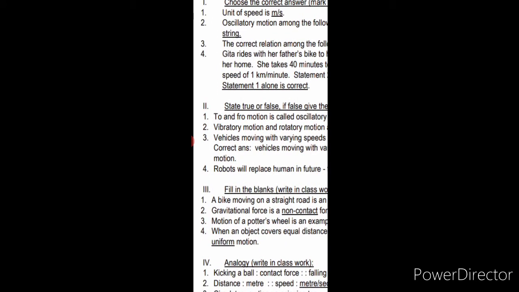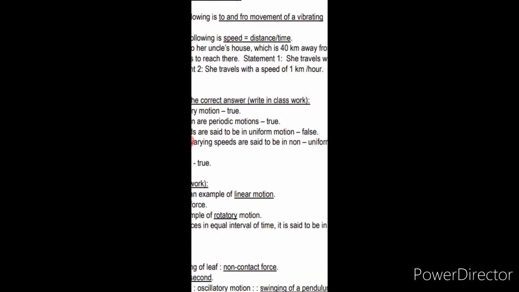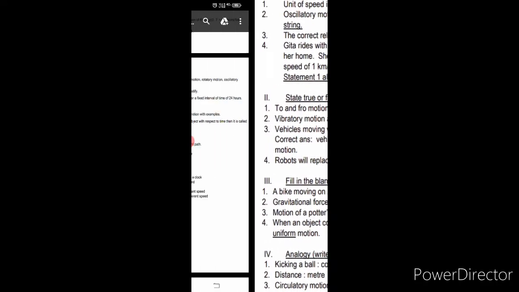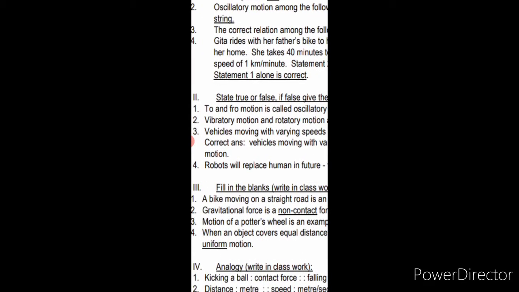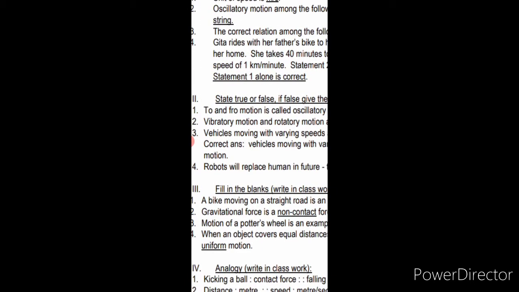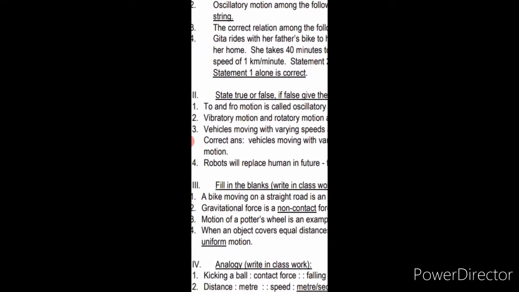Next, going to the true or false. This even I have told you to write in your classwork. So better put Roman number 1 and write it in your classwork. To and fro motion is called oscillatory motion. Yes, the statement is true. To and fro motion is called oscillatory motion.